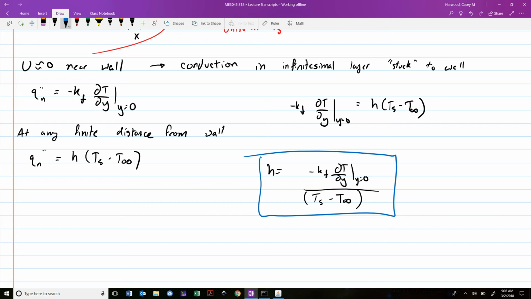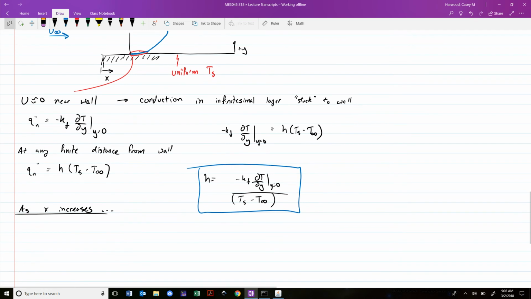Item 1. What happens as x increases? As we travel along the plate, what happens to the thickness of our thermal and our velocity boundary layers? They're going to get larger, right? They're going to expand. So delta T grows. The thickness of that thermal boundary layer is going to increase.